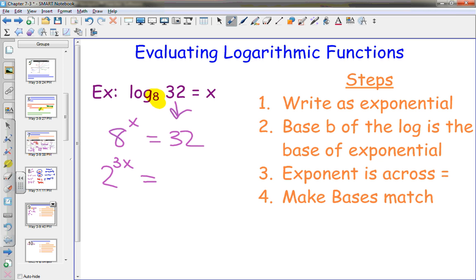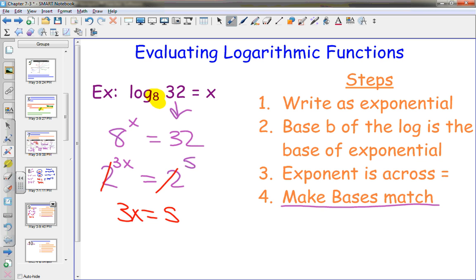Can I express 32 to have exactly the same base? Yep. So what number, 2 raised to what power is 32? Well, 2 times 2 is 4, times 2 is 8, times 2 is 16, times 2 is 32. So 2 raised to what power is 32? 5. So what this means is I have 2 to the 5th is 32. Now, if your bases are the same, what can you conclude about your exponents? That they're the same.